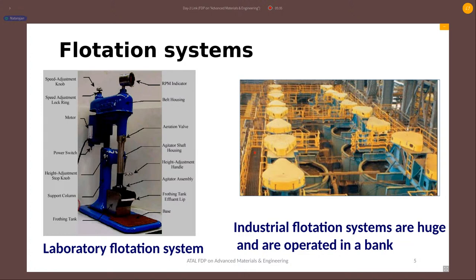What are the flotation systems? Normally, flotation is a very big process. It's a unit operation that is normally carried out in a series of flotation systems. We call it a flotation bank. But in laboratory bench-level flotation, we use a device like this. This is the impeller, which will be spinning, rotating at about 500 RPM, depending upon the slurry bulk density. The air will be passed through this, and the air bubbles will be rising. Once the concentrate reaches the top, we will be skimming it off, so that the liquid is overflowing, and we will be collecting it. This is only a laboratory flotation system.